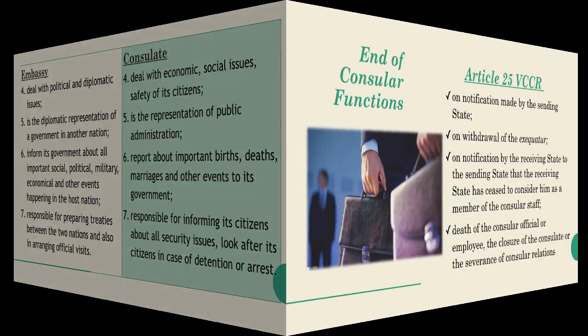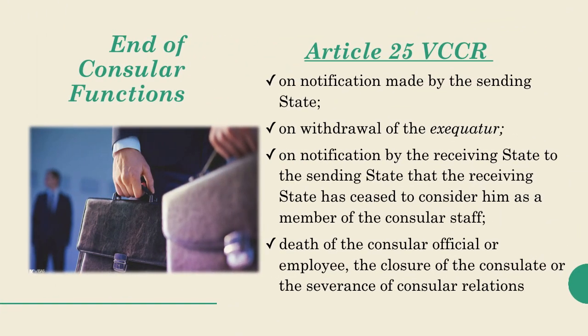Article 25 of the Vienna Convention on Consular Relations declares the following. The functions of a member of a consular post shall come to an end inter alia on notification by the sending state to the receiving state that his functions have come to an end, on withdrawal of the exequatur, on notification by the receiving state to the sending state that the receiving state has ceased to consider him as a member of the consular staff.